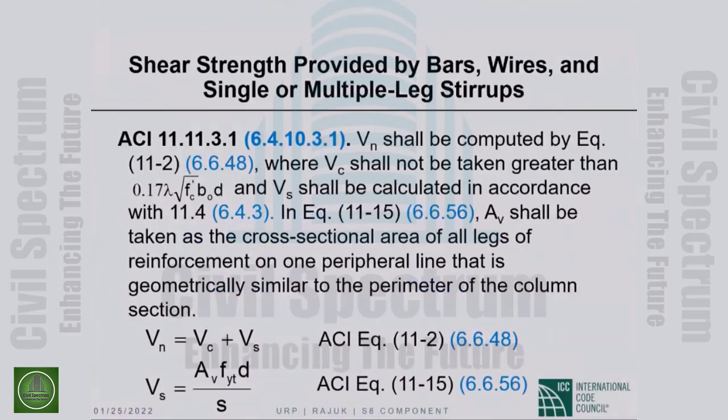Now, when we use shear reinforcement, conventional shear reinforcement, as you saw, if you'd give me just 30 seconds, I have to shut off the sound, that is not me.